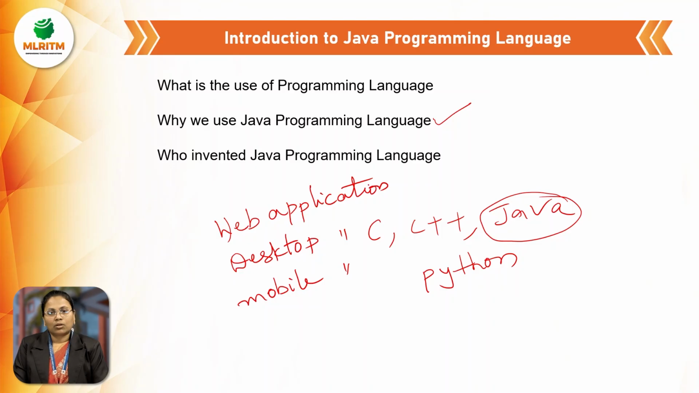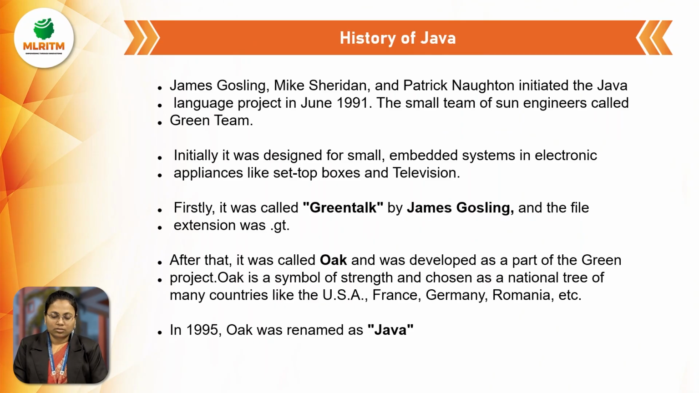And who invented this Java programming language? The person who invented the Java programming language is James Gosling. James Gosling is the person who invented the Java programming language. Next, we will see the history of Java.